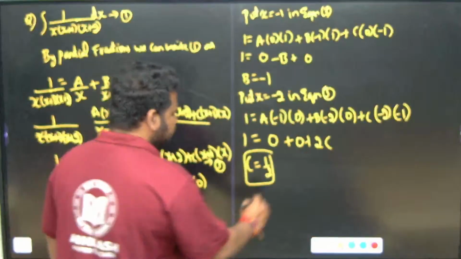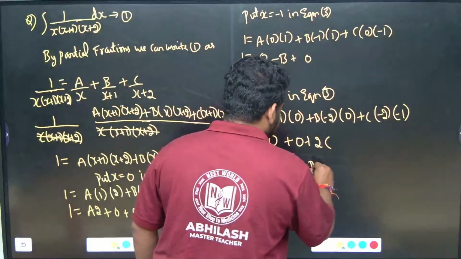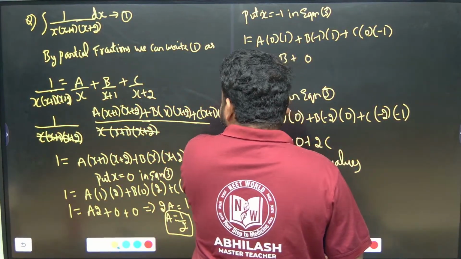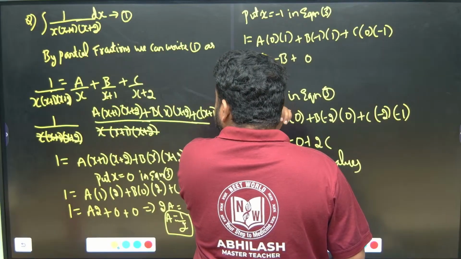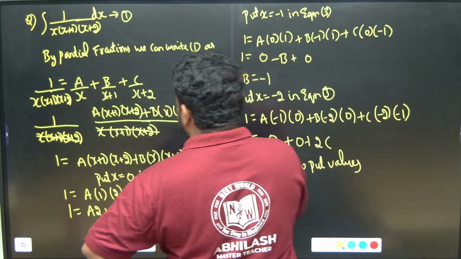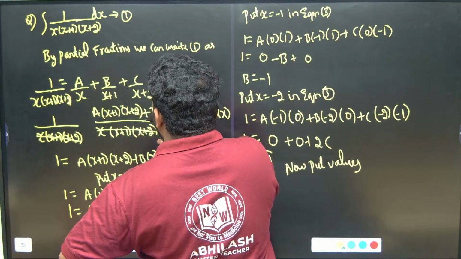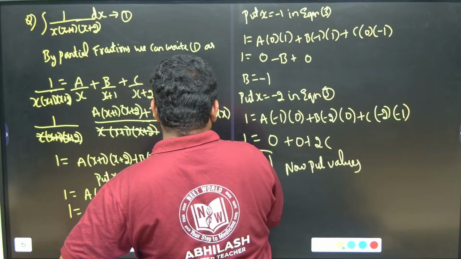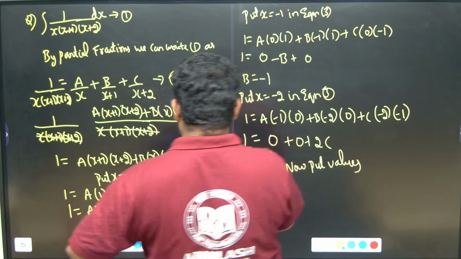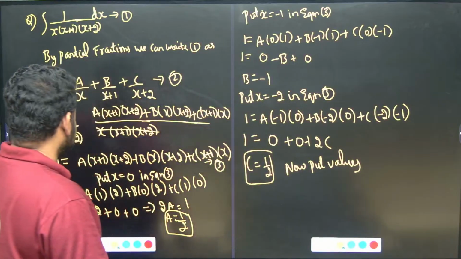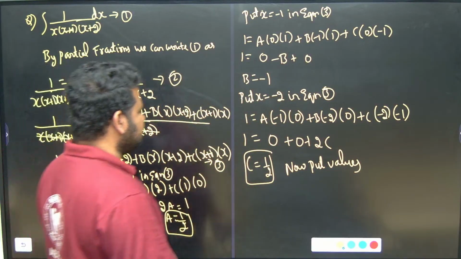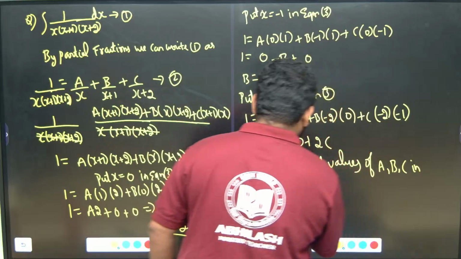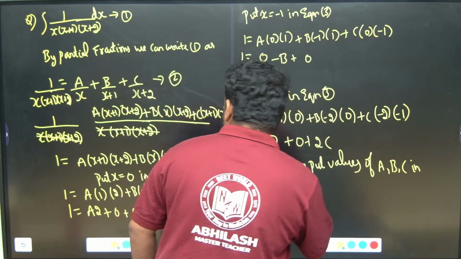Now let us take this as equation 2. This will be equation 2, right? This is equation 3. Okay, done. Now put values of A, B, C in equation 2.